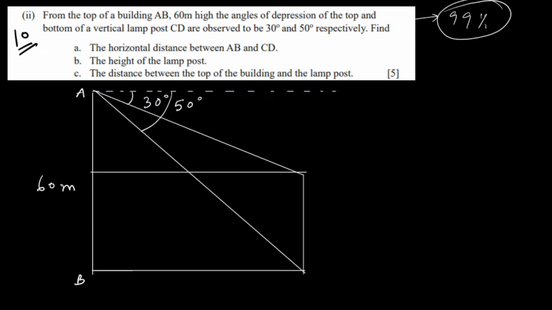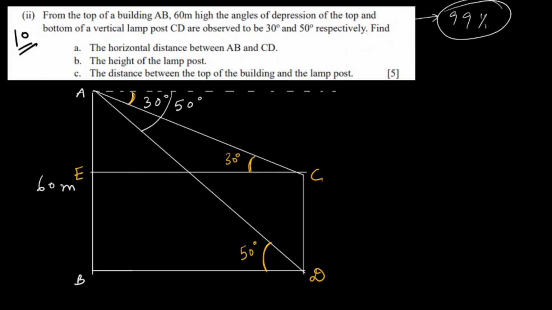Now, the angle of depression can always be considered inside the triangle. So this angle, which is equal to 30, will be equal to this angle as well, so alternate angles. And this angle will be equal to this angle. So the figure is completed. AB is the building, lamp post is CD. At one point here I'll mark E.